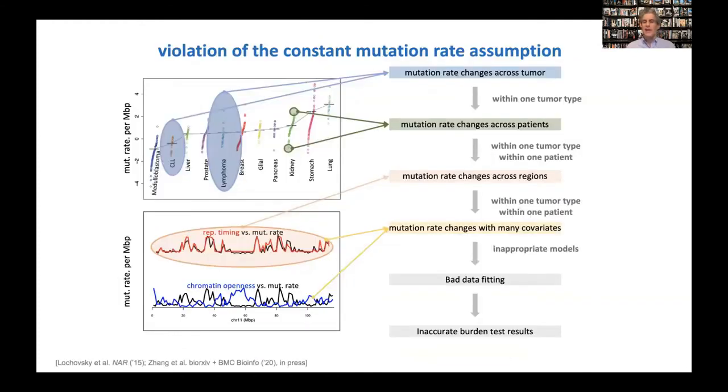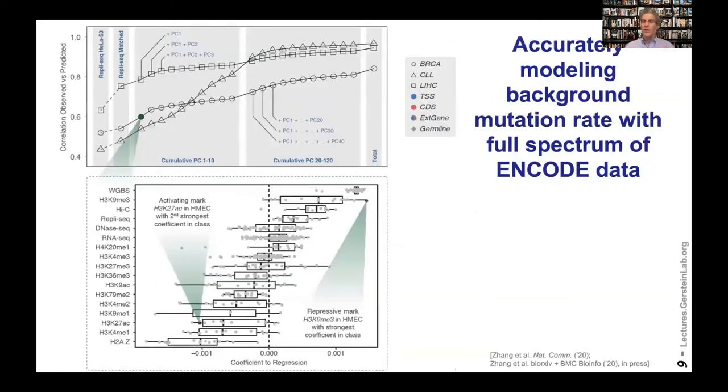Now, the mutation rate is correlated with many different types of genomic signals in addition to replication timing. For instance, it's also correlated with open chromatin, and ENCODE has, of course, a wealth of this genomic signal data. So we've shown how you can put a lot of this data together into a model to estimate the background mutation rate. Basically, we do principal components of all the different types of ENCODE signal data, and then we use these principal components to estimate the background mutation rate.